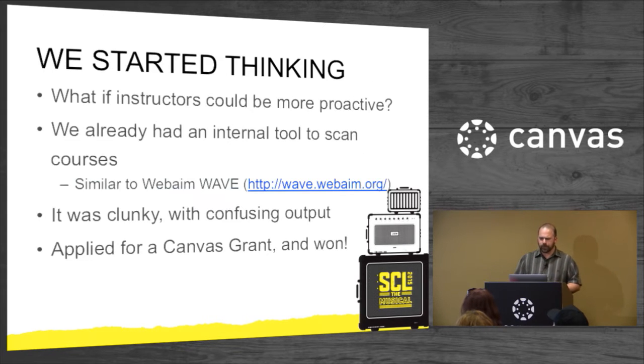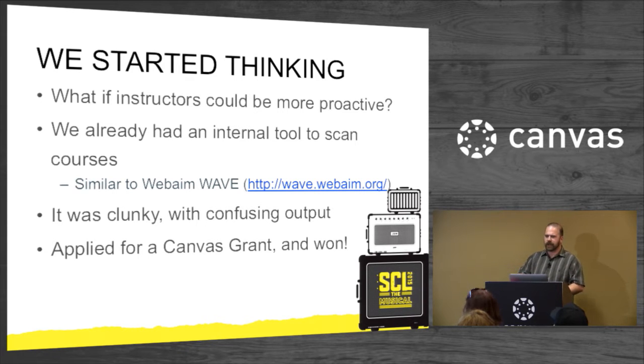But as we were spending all this time fixing these courses, we started thinking, well, what if we could give the instructors the tools they needed to be more proactive about the accessibility of their course content? And like I mentioned before, we did have an internal tool that we used to scan courses and give us a report, basically. It was similar to the WebAIM Wave tool. Of course, Wave is only usable for public content. But one of the problems was that the interface was kind of difficult to use, and the output was really only useful to web developers. It was very technical, and we had to clean it up a lot before even sending it to the instructor.